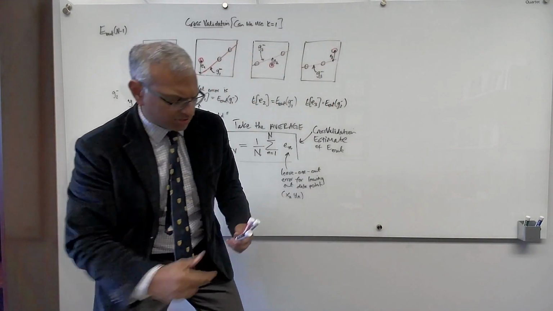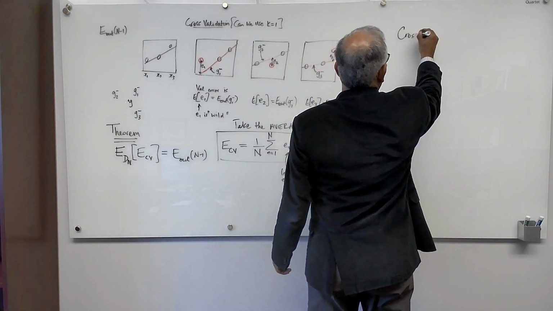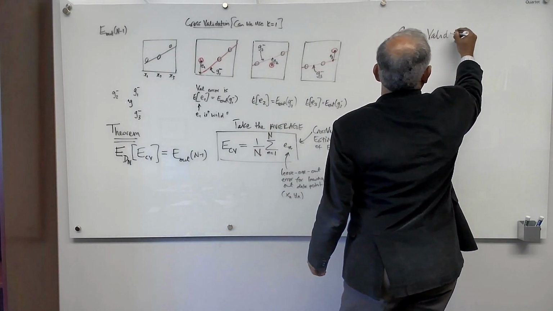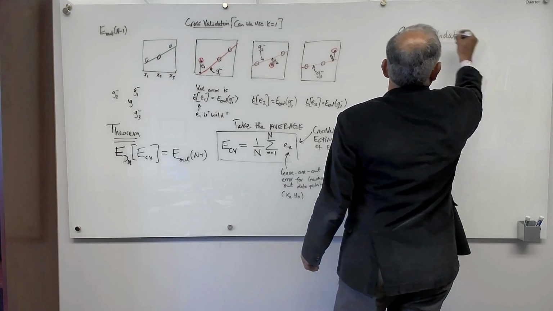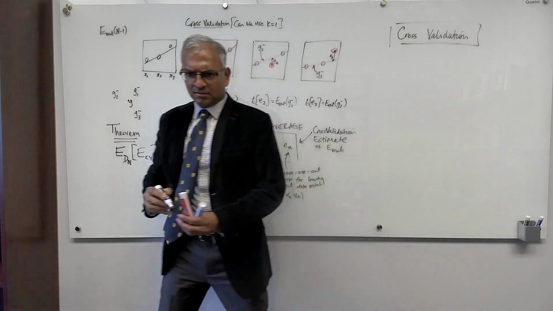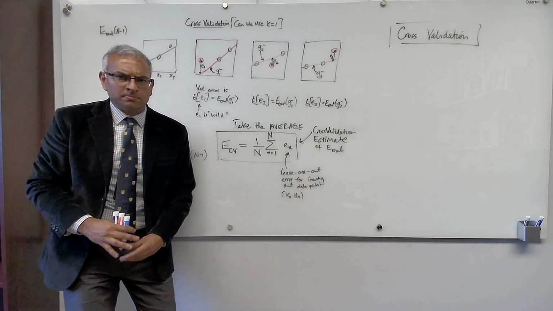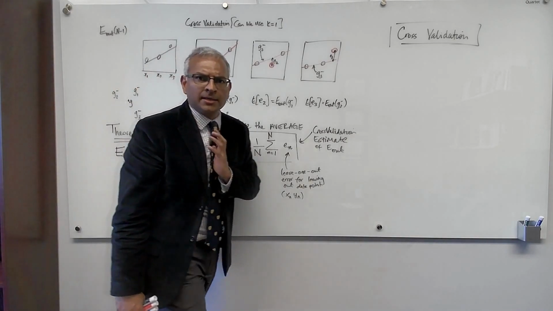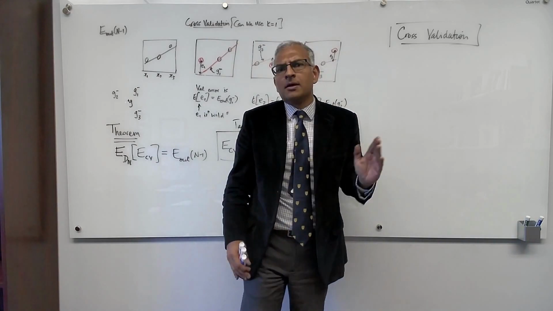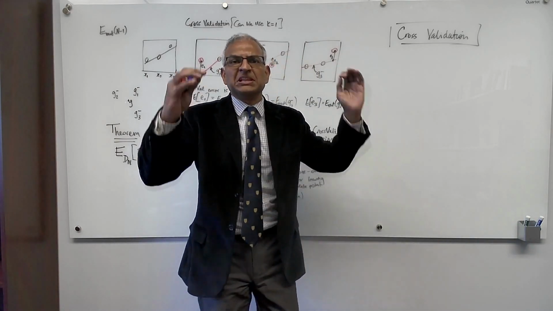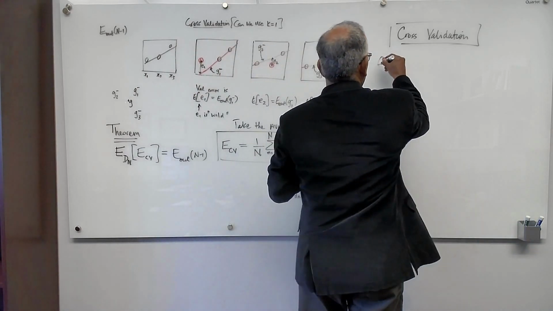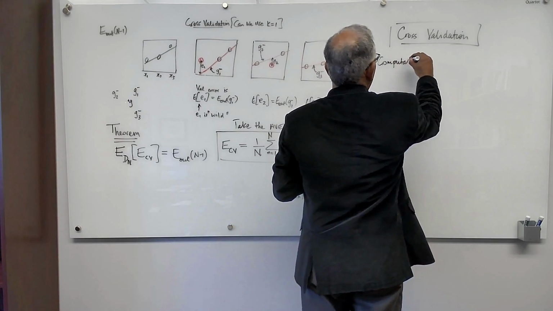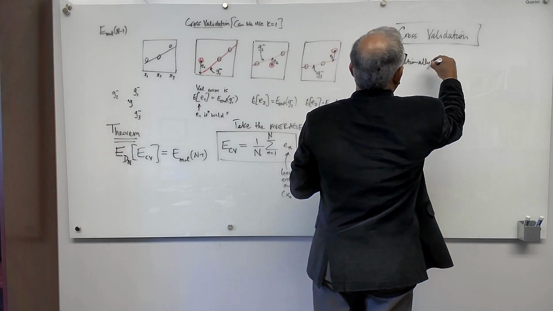So, cross-validation. That is what you should do, and if the stakes are very, very high, then that is what you should do. The problem is it is computationally intense.